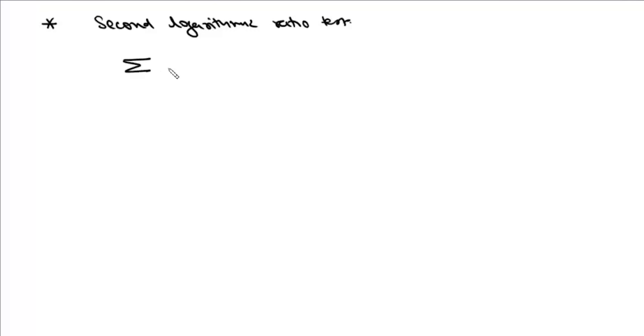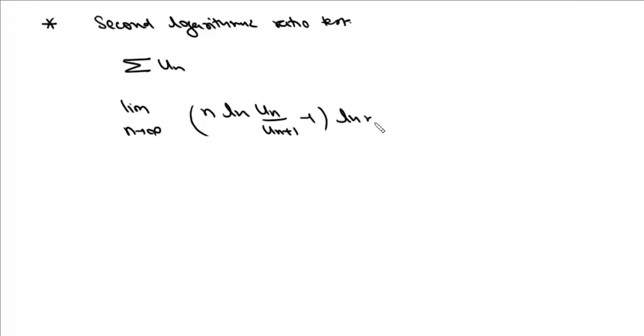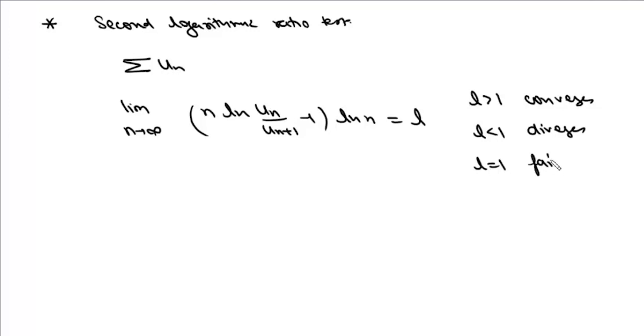So if we have this series summation u_n, then we'll find this limit, n tends to infinity, (n log (u_n upon u_{n+1}), which basically is the logarithmic test, minus 1) into log n, and suppose this is equal to L. Now if L is greater than 1, then this series converges. If L is less than 1, then it diverges, and if L is equal to 1, then the result is inconclusive or the test fails.